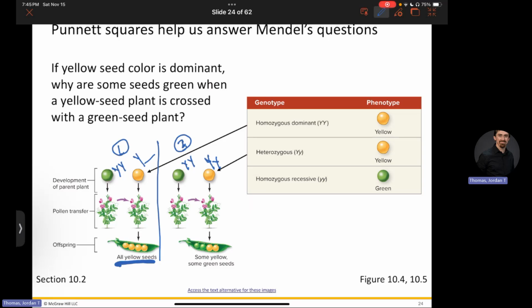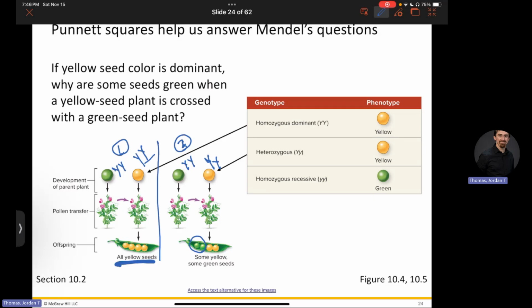Let's say in this case, the yellow seed has a recessive allele. Because it has a recessive allele, it can actually produce the green seeds as well. But if the first example has both dominant alleles, it's homozygous dominant. It cannot pass the recessive allele, the green trait. Thus, all seeds have to be yellow.